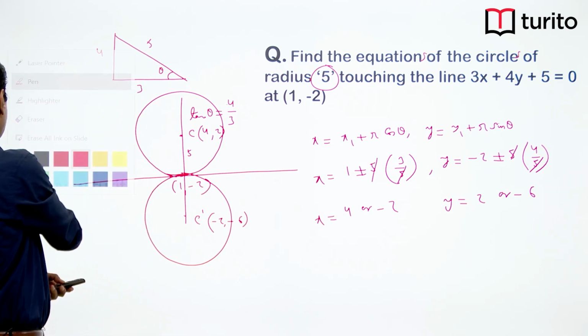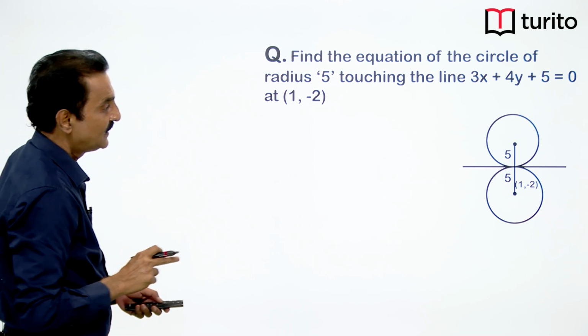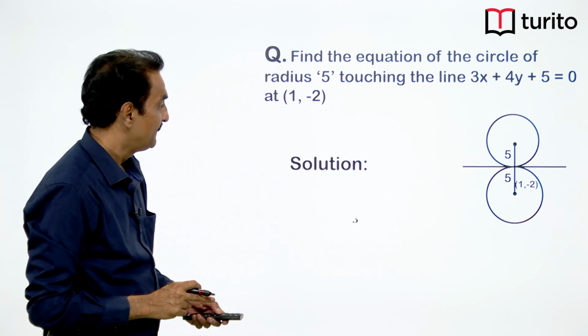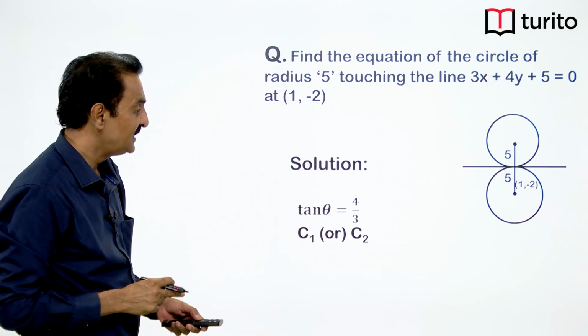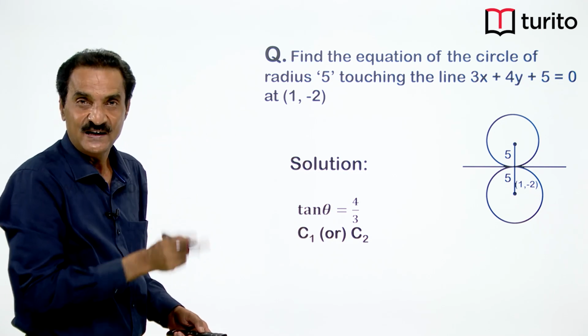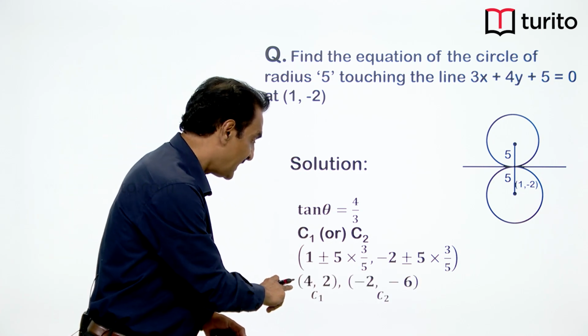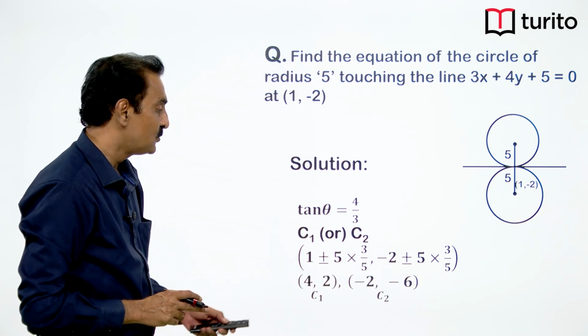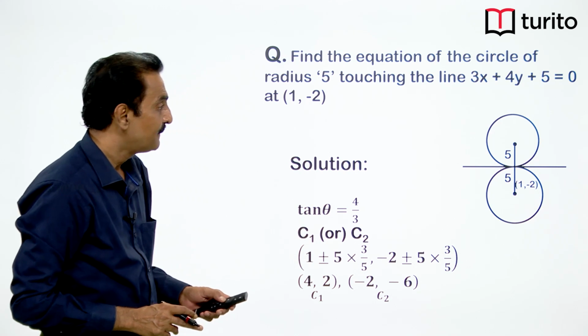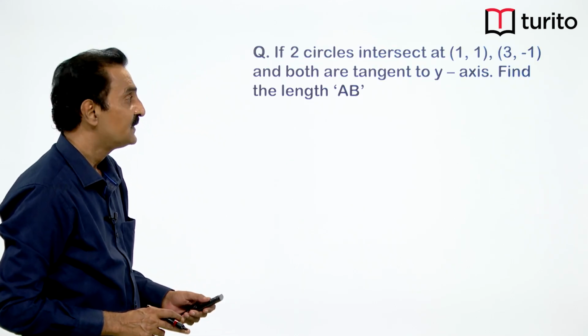Now, I will show the same steps. This is the diagram, tan theta is equal to 4 by 3. Now, the centers are C1 and C2, given by 4 comma 2 and minus 2 comma minus 6, then we can find the equation of the circle, equations of the two circles, right.